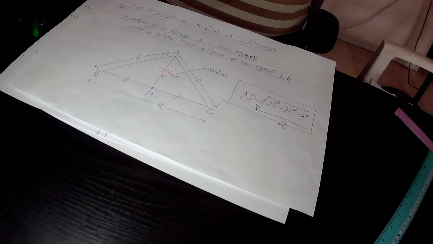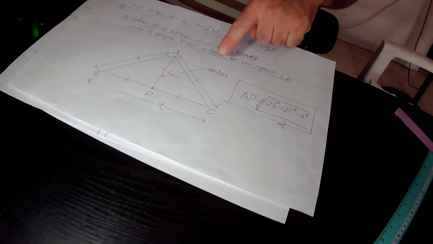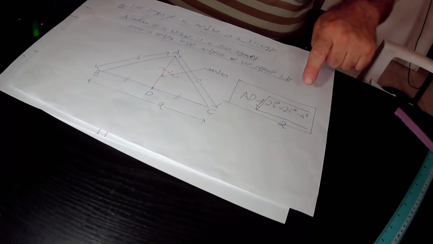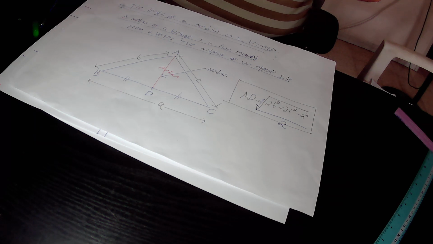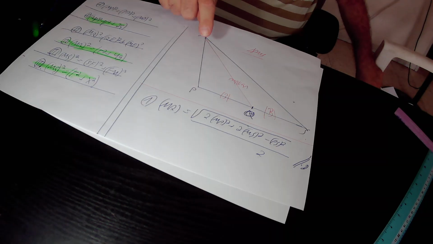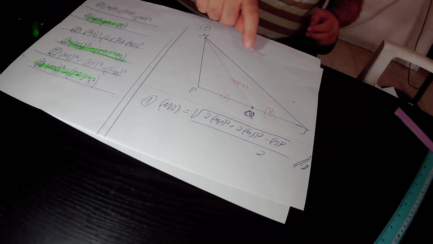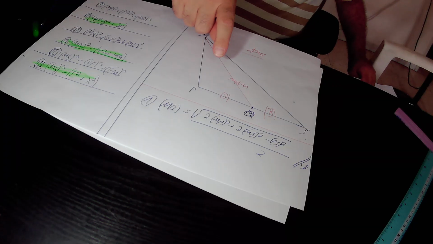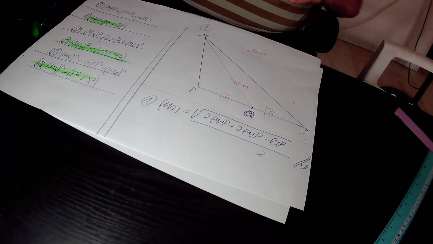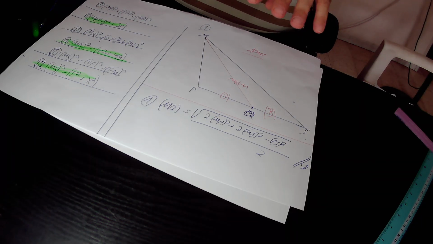But the question is, what is the length of the median AD? The length of the median AD equals the square root of 2 times B square plus 2 times C square minus A square, over 2. According to the formula, the length of the median MQ will be equal to the square root of 2 times MP square plus 2 times MS square minus PS square, divided by 2. This equation is the implementation of the formula in this triangle MPS.